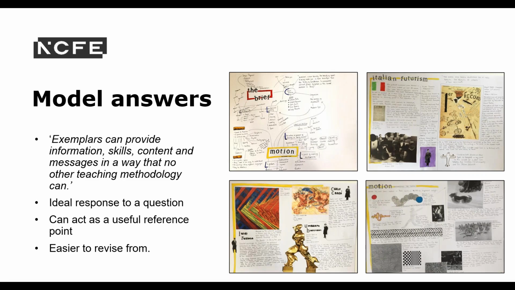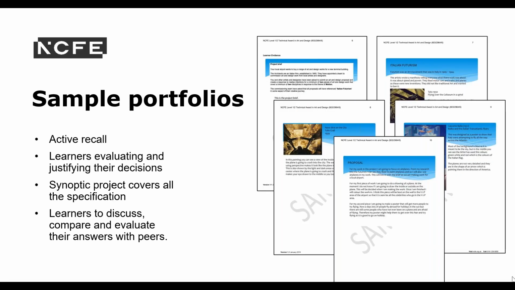So for art and design, although NCFE are unable to offer any model answers at this time, the teacher or the learner can create their own model answers, such as this example that is a learner sample portfolio that has been graded as a distinction. Like I explained on the previous slide, sample portfolios are another example of active recall, and it can also include higher order thinking skills with learners evaluating and justifying their decisions.